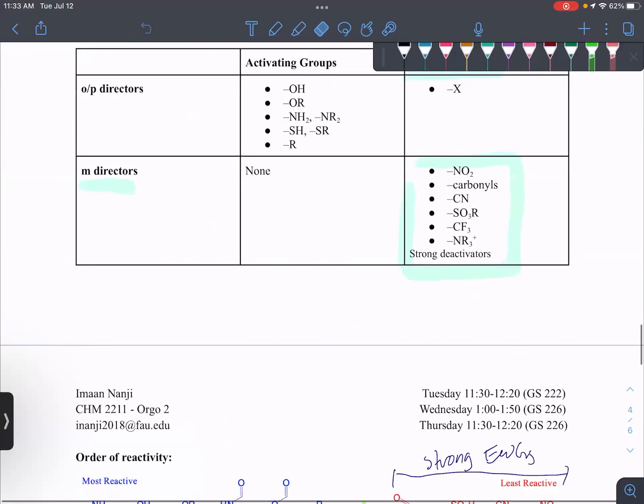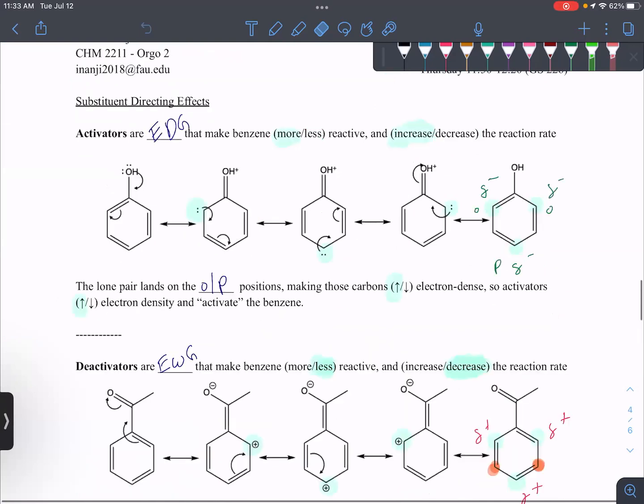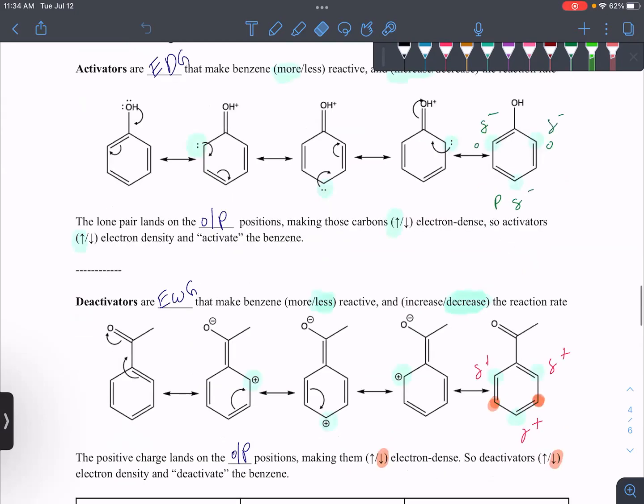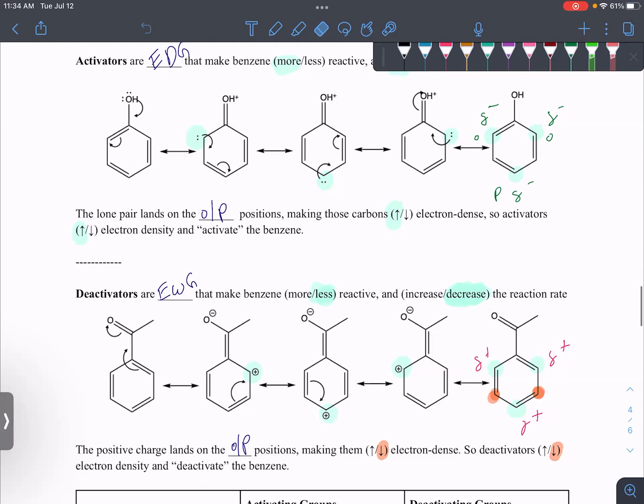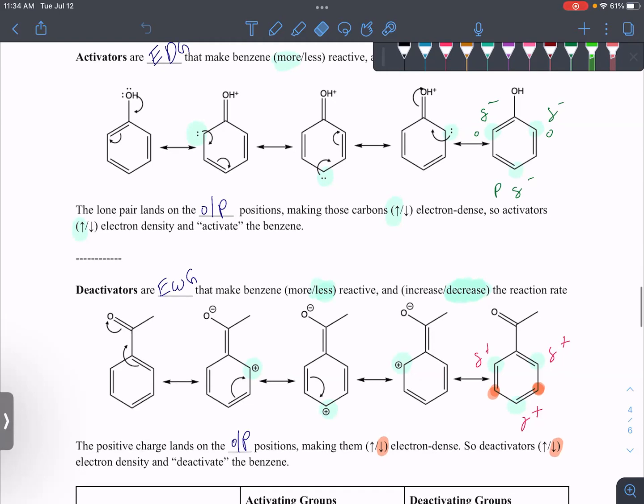Right, so we talked about activators versus deactivators. On a benzene, each substituent is classified as two things. First, you have to decide if it's an activator or a deactivator. Second, you have to classify what carbon it's going to direct to: ortho, meta, or para. So we have to consider both of those.